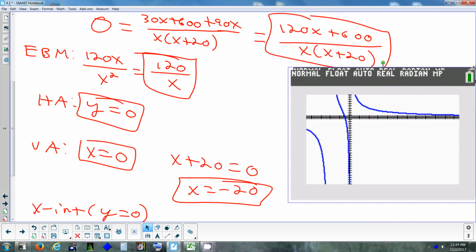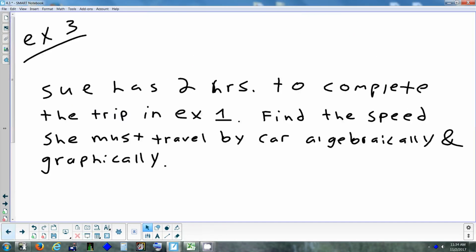Okay. Now for the rest of the problem, we're going to focus on what's in quadrant 1, because that's the stuff that makes sense. Positive speed. So, she has 2 hours to complete the trip. Find the speed she has to travel at to complete the trip in at most 2 hours. Okay, so when I look at this, I think of it as she has at most 2 hours. So it would be okay if she completes the trip in, say, 1 hour, 50 minutes. She doesn't have to do it in exactly 2 hours.